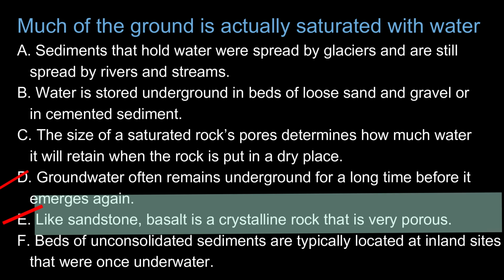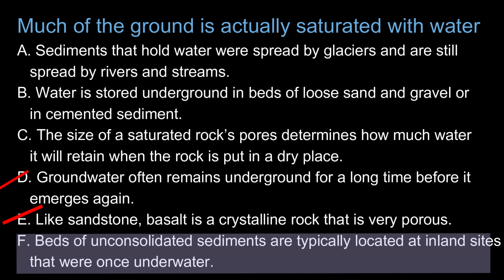F. Beds of unconsolidated sediments are typically located at inland sites that were once underwater. While this relates to the potential for water retention, it doesn't directly support the idea of current ground saturation. It's more about the historical location of certain types of sediments rather than their current water content. So we eliminate F. So the remaining options are A, B, and C.